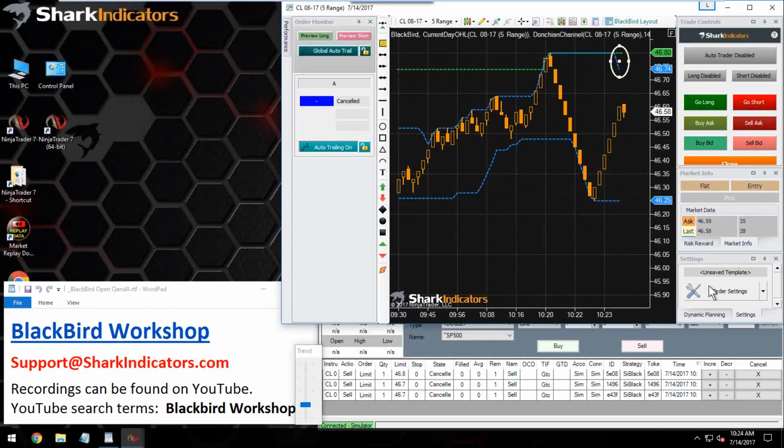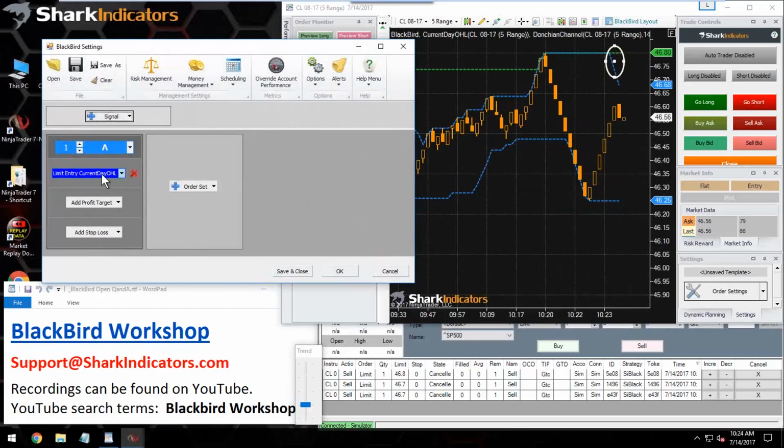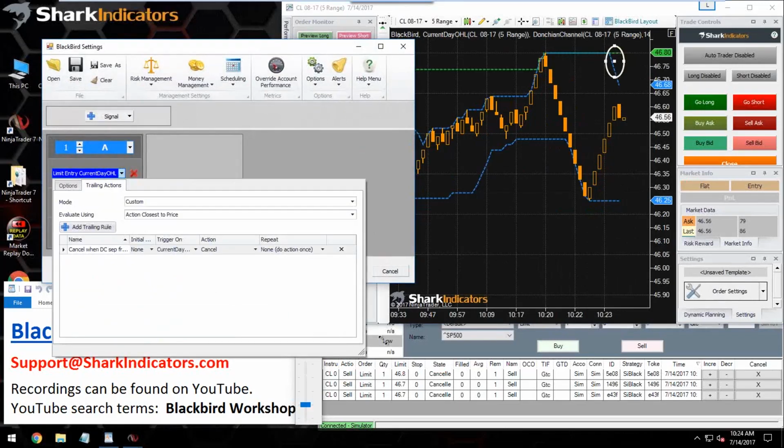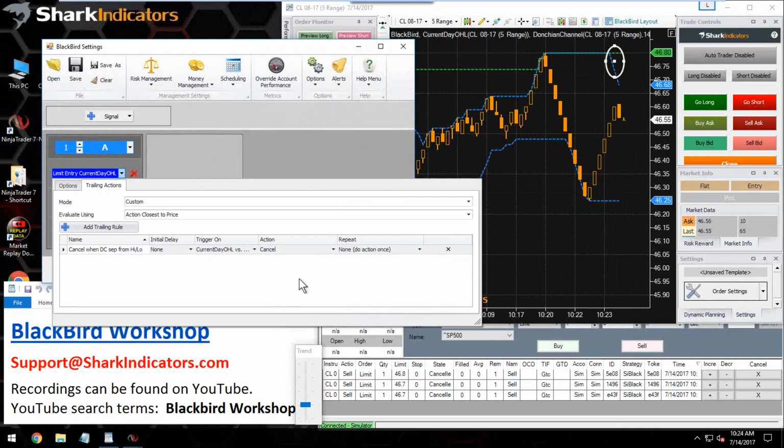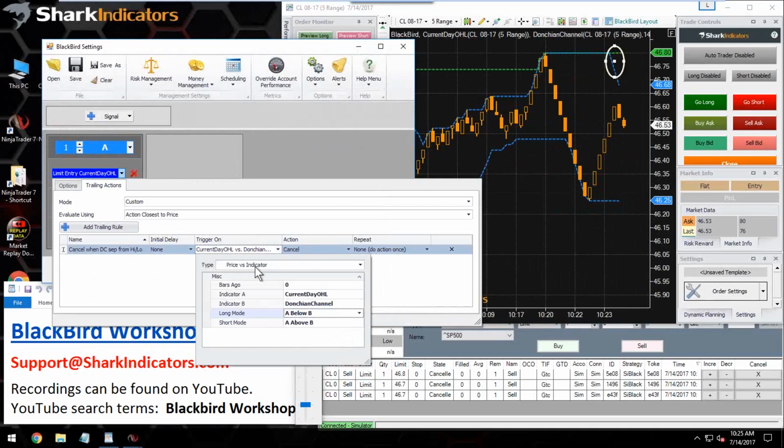So that was that. And hopefully you guys have some other questions for me. Let me open this up again here and show what was done. Our action was set to cancel. And then we used the trigger here. We used the price versus indicator triggering condition to detect when the Donchian channel separates from the current day high or low.